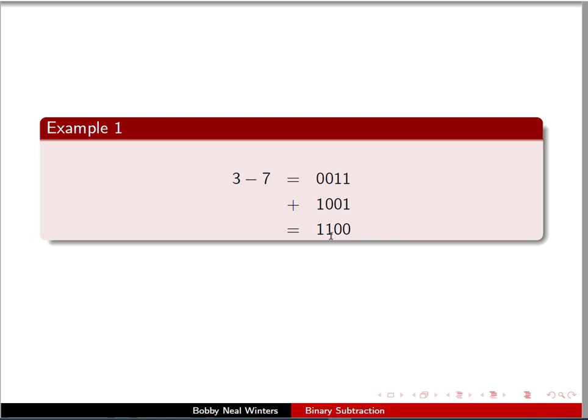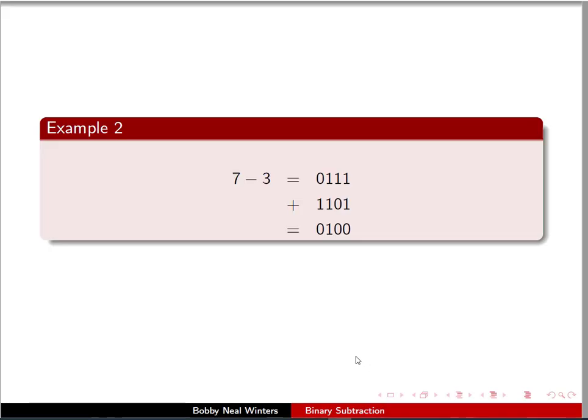I look at the rightmost one and toggle. Okay, toggle everything to the left of it. That would give me 0, 1, 0, 0, which is 4, meaning that this number is indeed negative 4. Okay, now I am going to take 7 minus 3. Okay, 7 is 0, 1, 1, 1. Negative 3 is 1, 1, 0, 1, and then I add these together.